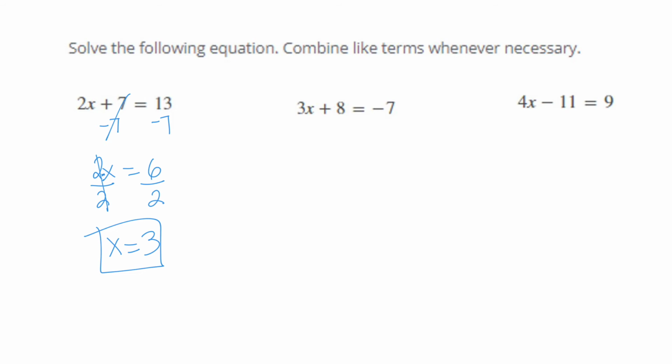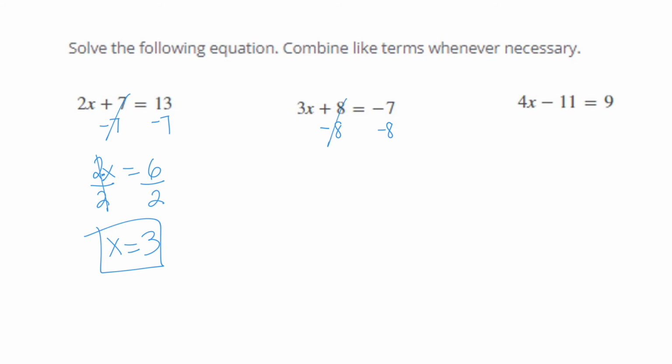So let's look at this second one. 3x plus 8 equals negative 7. If I'm trying to isolate the x, I have this times 3 and I have this plus 8. Let's get rid of the plus 8. It's way over here, out of the way. Let's get rid of it. A positive 8, I'm going to undo it with a minus 8. But I got to do it to the other side.